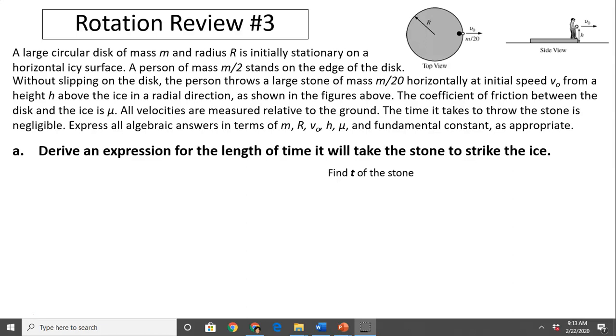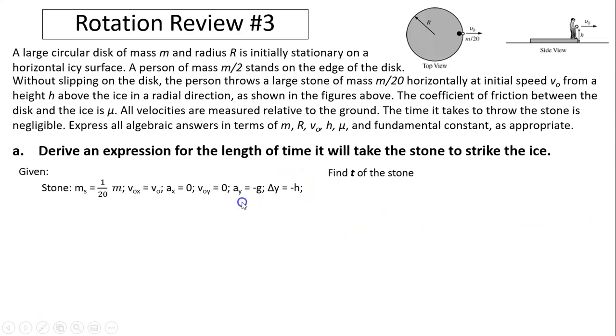Part 1. Derive an expression for the length of time it will take the stone to strike the ice. So basically, find the time of the stone. Let's see, what do we know about the stone? We know the stone's mass, we know the stone's initial velocity, and we know that velocity is horizontal.